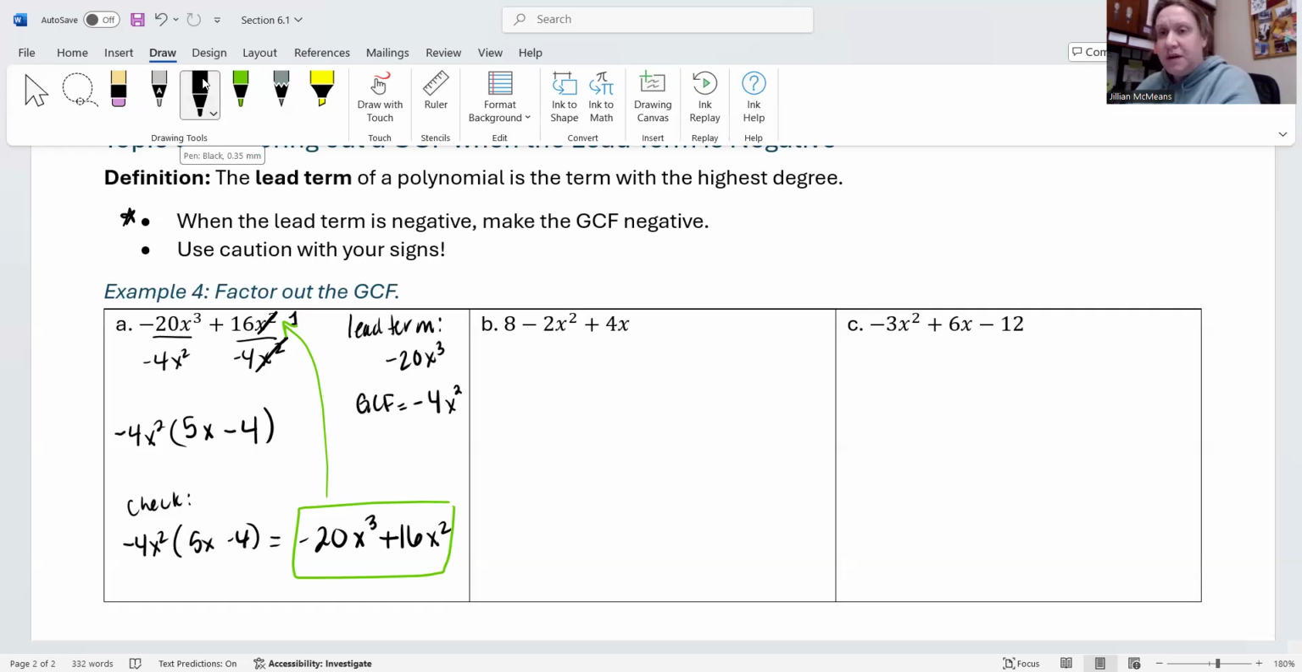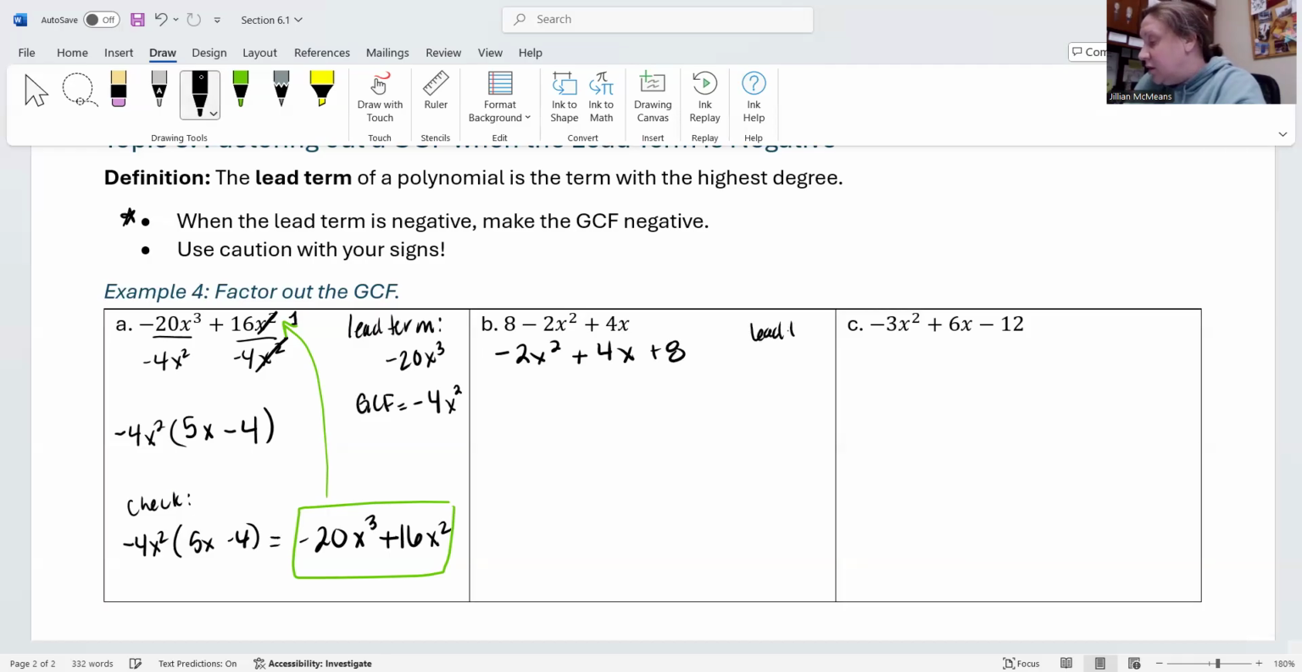First thing I want to do with part B is I'm going to go ahead and write it in what's called standard form. So as long as you just have a single variable present or a single type of variable, so in this case all x's, we want to write this in standard form by going highest degree to lowest degree and then end with your constant. So to put this in standard form, I would get negative 2x squared plus 4x plus 8.